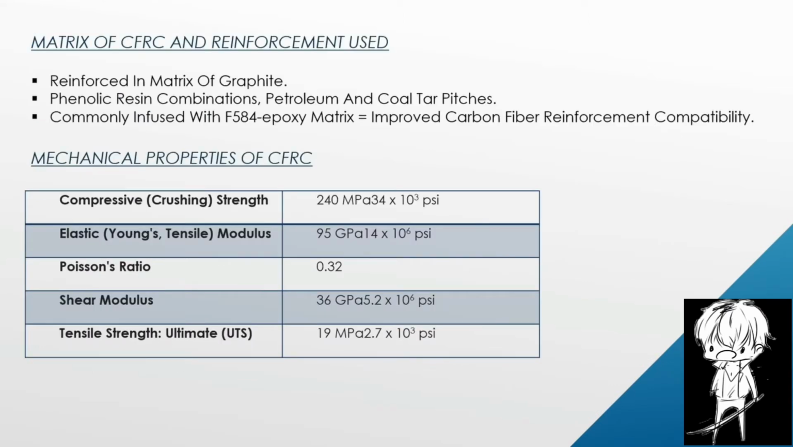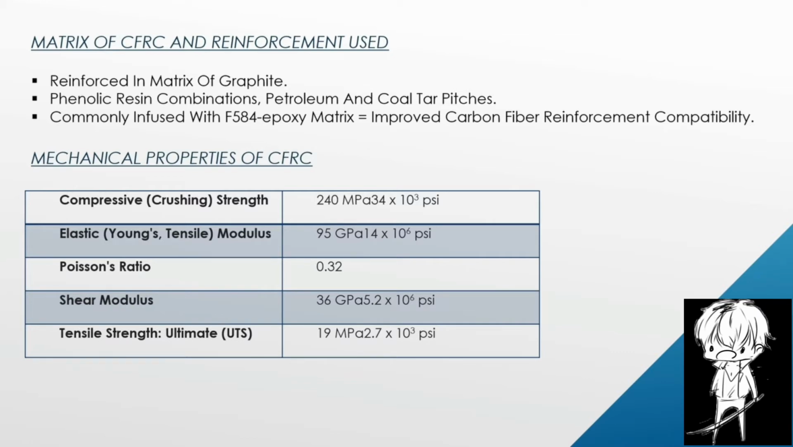Now, we're going to look at the matrix of CFRC and the reinforcement used. CFRC is reinforced in a matrix of graphite. Then, phenolic resin combinations, petroleum, and coal tar pitches are also used to make the carbon matrices. Usually, CFRC is commonly infused with F584-epoxy matrix, which is able to improve the carbon fiber reinforcement capability.